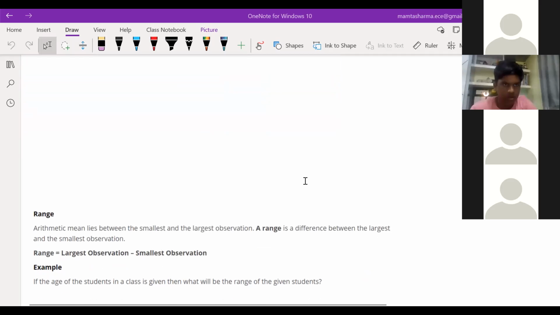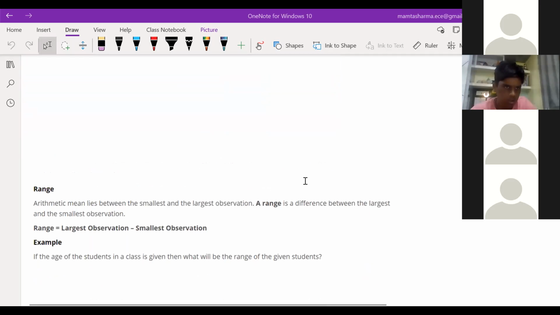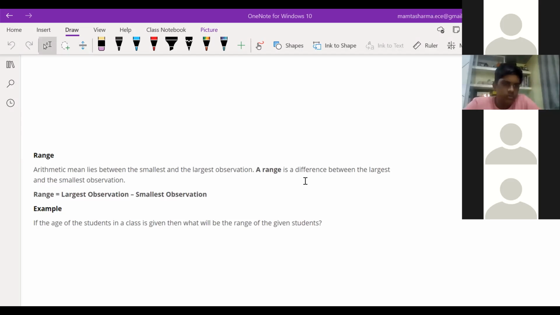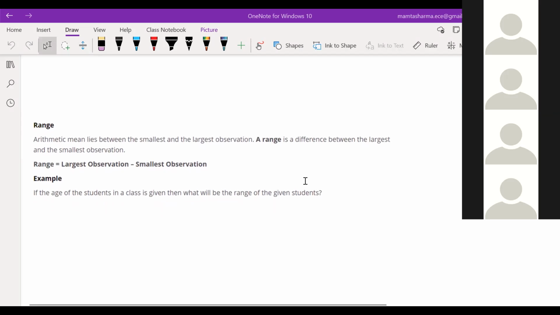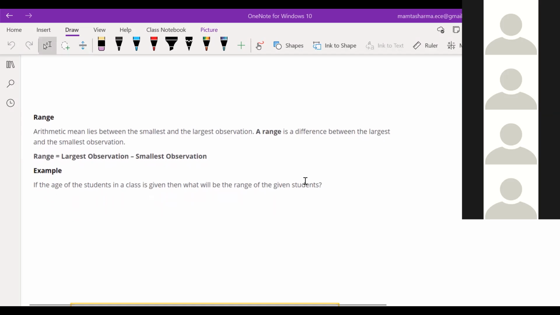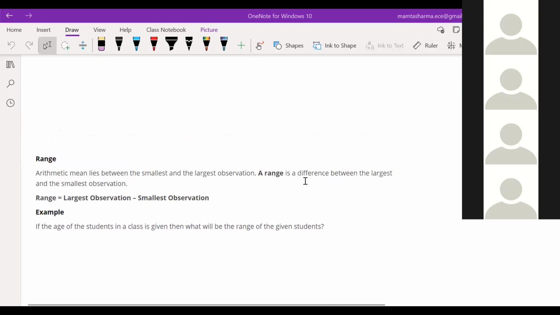Ma'am, usually during weekends I sleep late. On Sunday I sleep at 12 o'clock. Okay, so that's why I'm asking about the average sleep. We are not asking when you sleep. I'm asking average sleep. Okay, you do it.